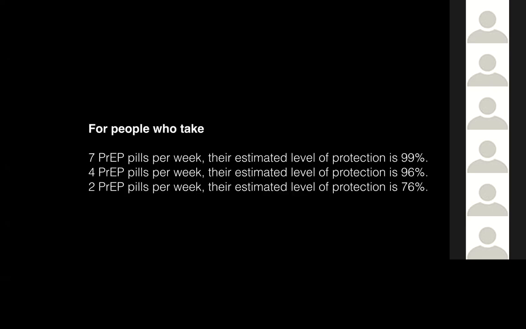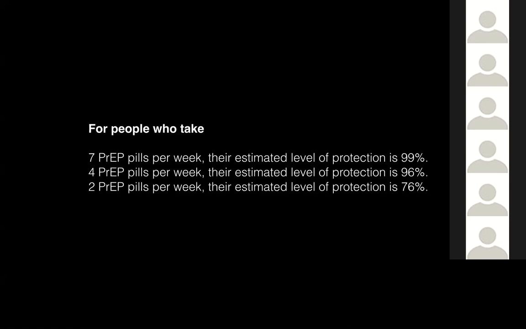So I think effectiveness of PrEP really talks about how much protection PrEP offers for HIV. For people who take it 7 times a week, which is every day, a pill every day, the level of protection is 99%. For those who take only 4 pills per week, the level of protection is very, very high. It's 96%. And for those who take only 2 pills per week, it's 76%, which is also reasonably on the higher end.